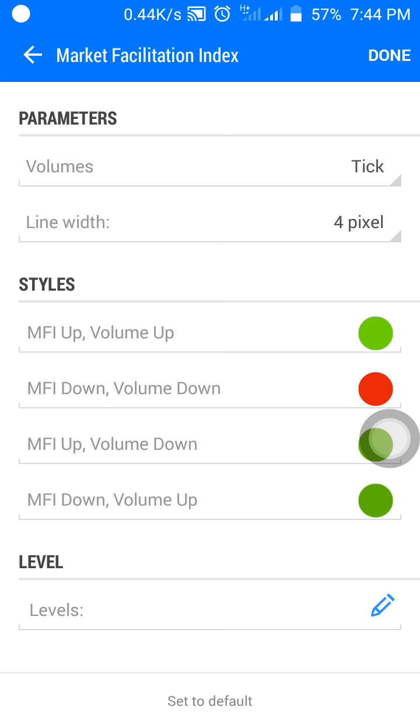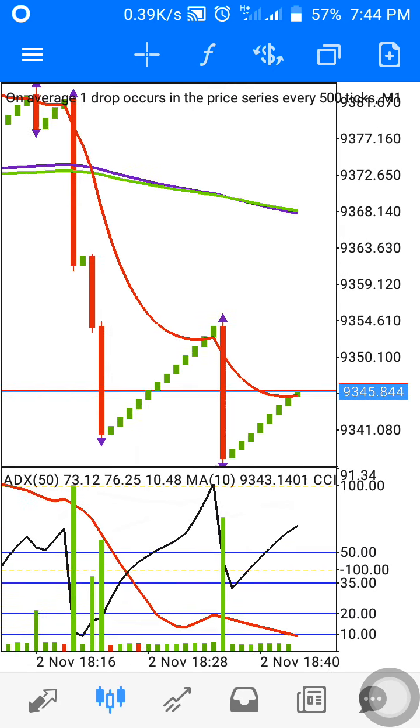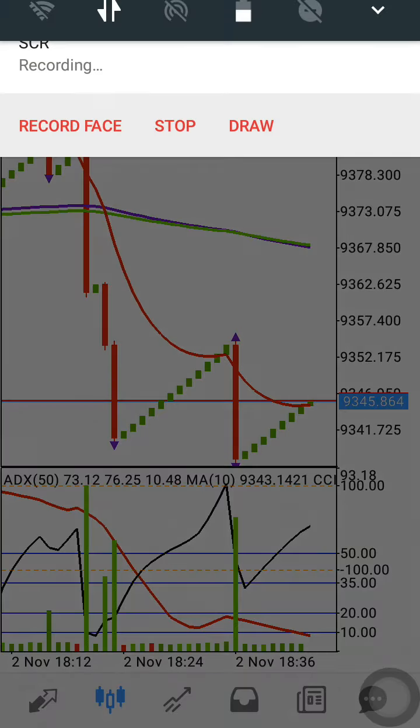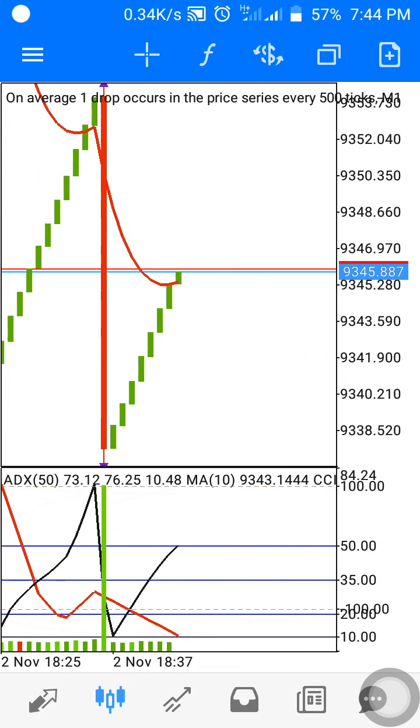Now the next indicator is market facilitation index. Volume is thick, line width is your choice. I choose 4 pixel. The color should be as it is right here, and you click on done. Now you are set. Now we are set to trade.